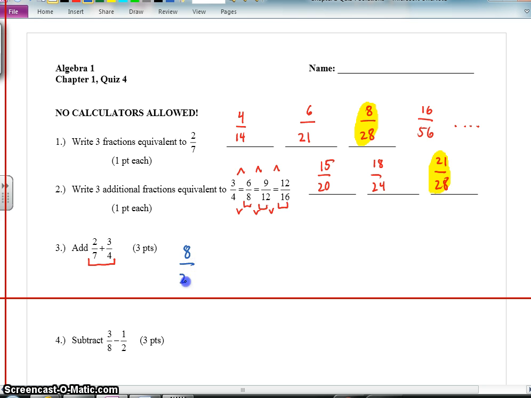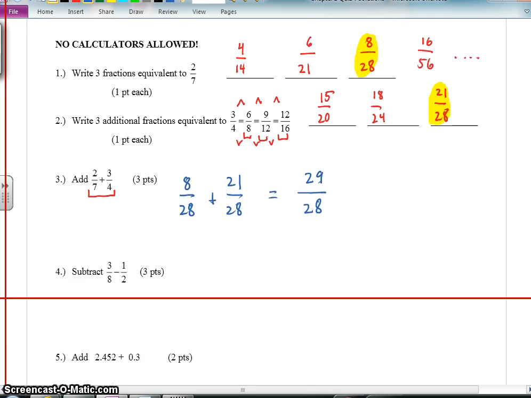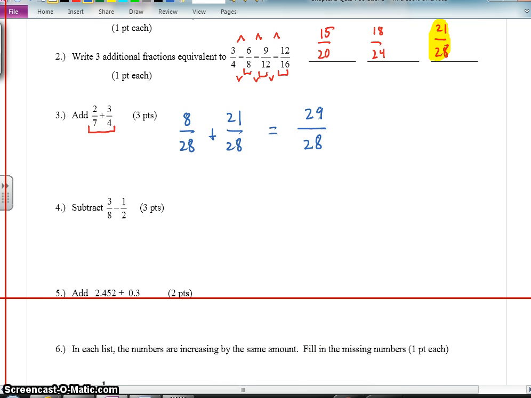So I could take 8/28 plus 21/28. Now I have a common denominator. I can add 21 and 8. I get 29, and then I get 29/28. Okay, so when we add and subtract fractions, we have to have a common denominator.